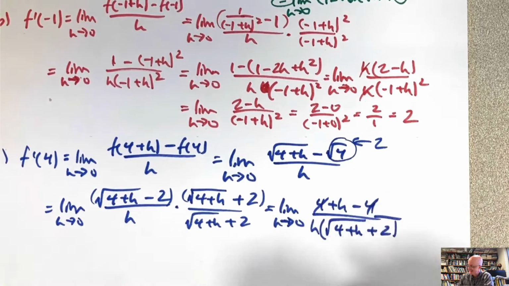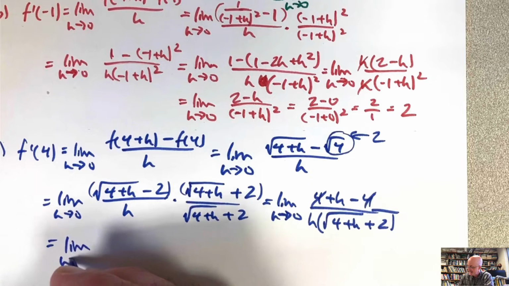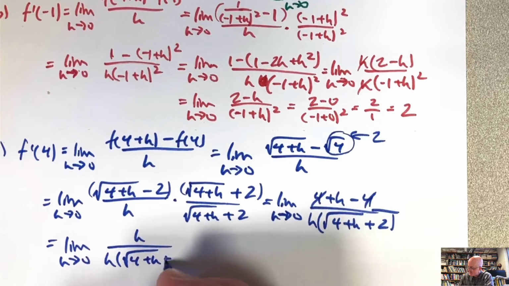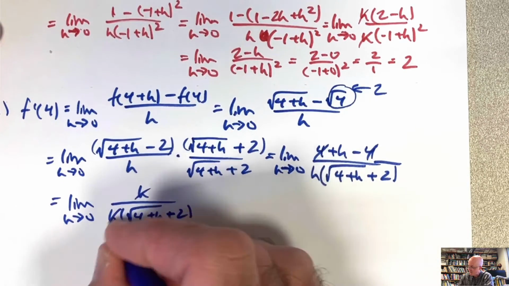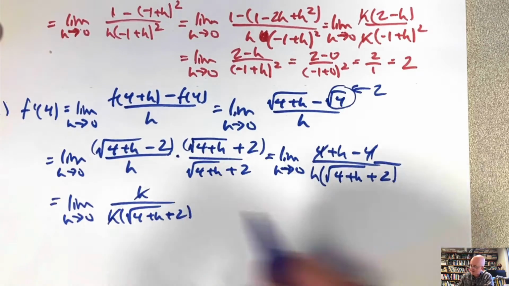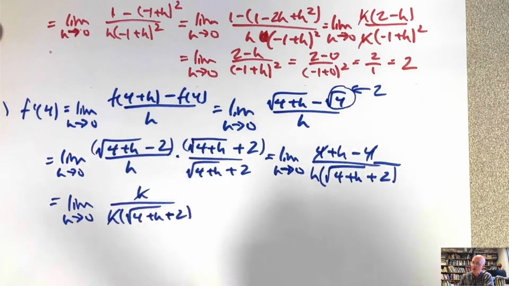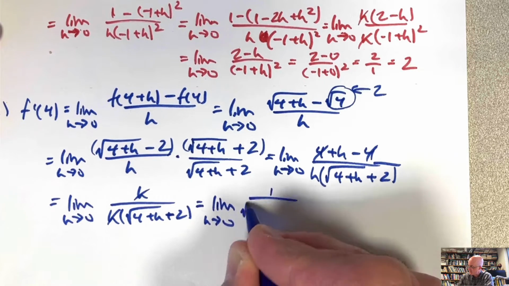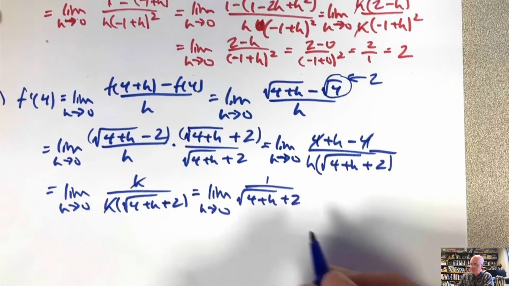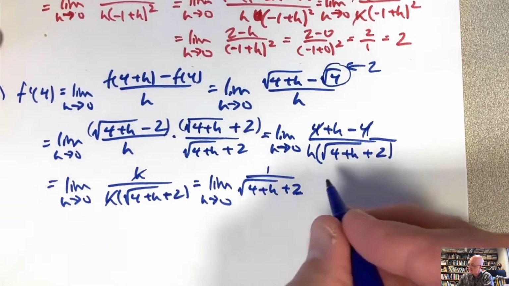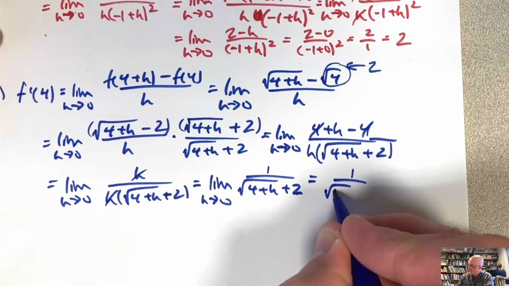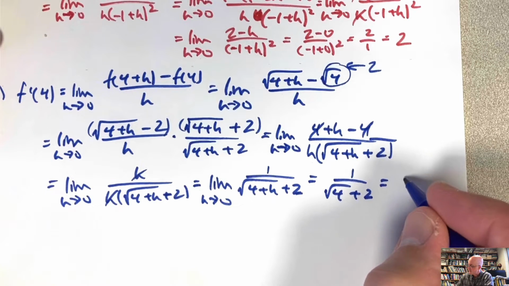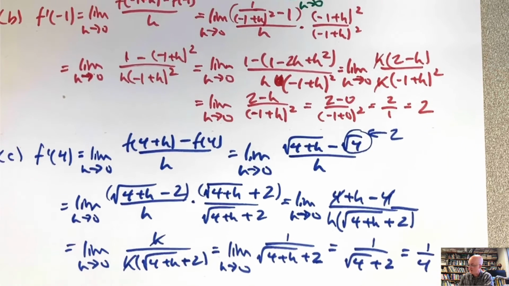The 4's cancel, leaving you with this. The h's divide out, and what's left, divide the h's out to leave a 1. You know, when you cancel the 4's, 4 minus 4 is 0. When you cancel the h's here, or divide them out, you get a 1. You're left with this limit, as h goes to 0, of 1 over square root of 4 plus h plus 2. And that is continuous at h equals 0. You can now evaluate this limit by plugging in 0. Square root of 4 is 2, of course, and then 2 plus 2 is 4. This is 1/4. f prime of 4 is 1/4.